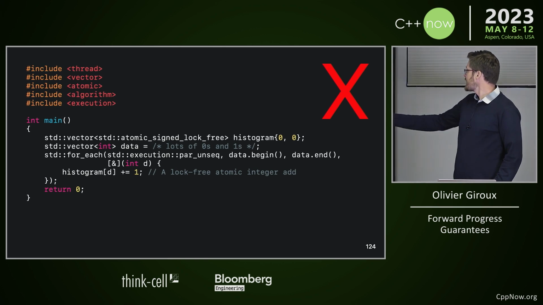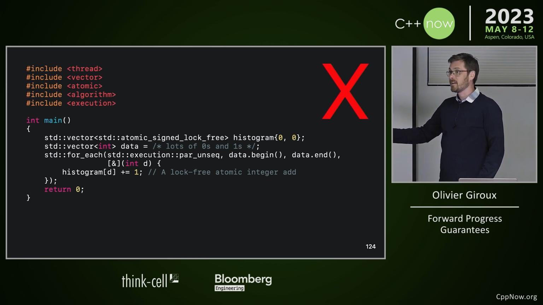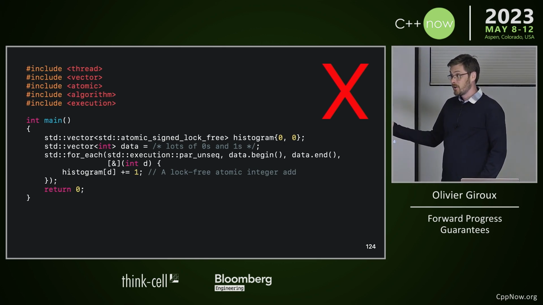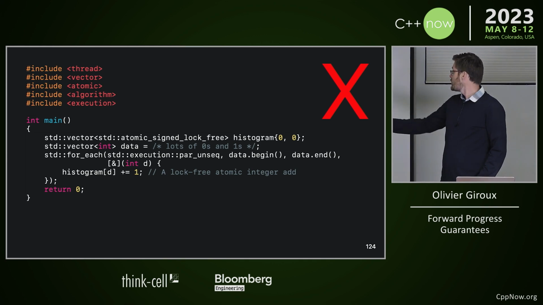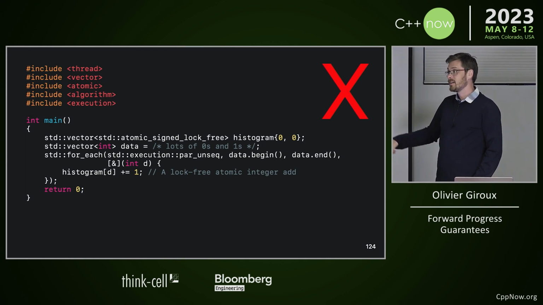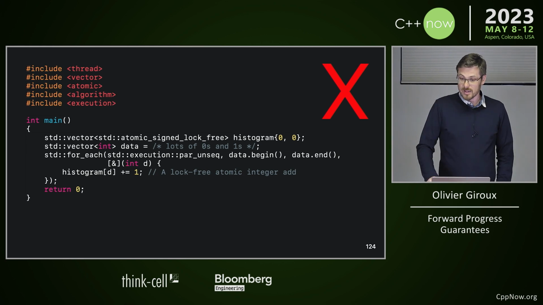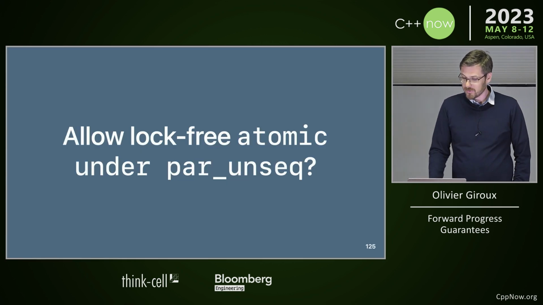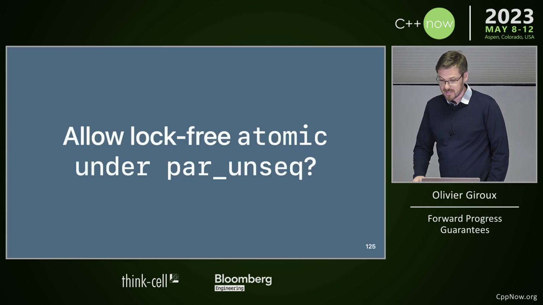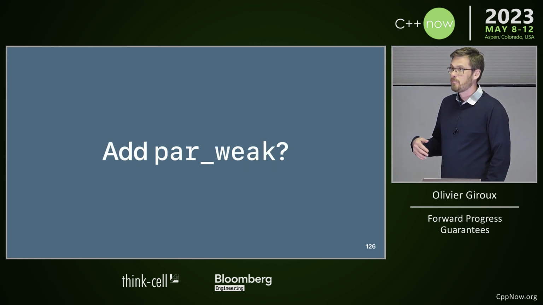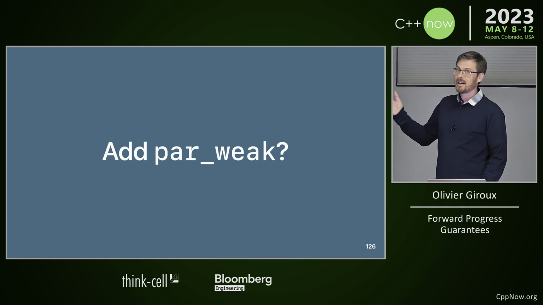Okay, so this example that I had in the previous slide, the histogramming thing, it was lock-free code. And because it was lock-free, it is safe under weakly parallel progress. So in principle, this should work. But you have to put par there, not par and seek, as a result of that. So what should we do? Should we allow atomics under par and seek? Should we create a par weak, which is just weakly parallel progress, but not unsequenced?